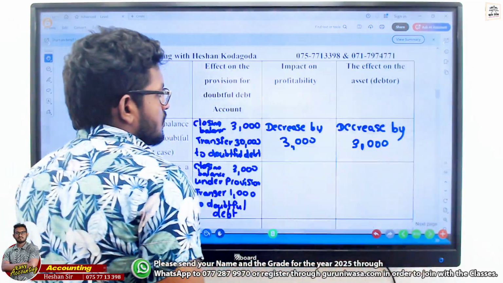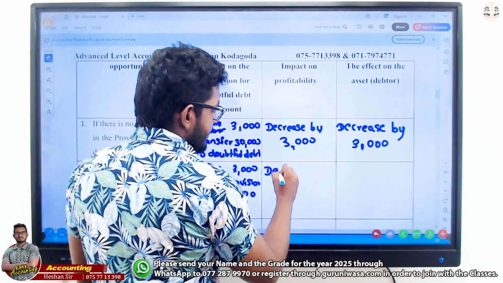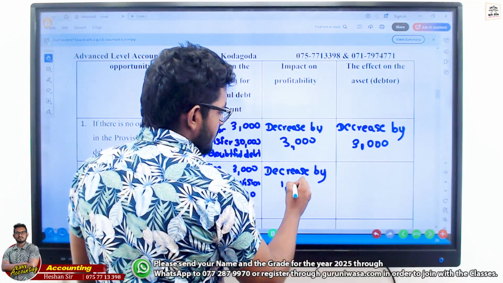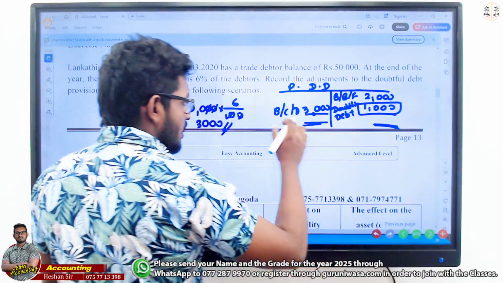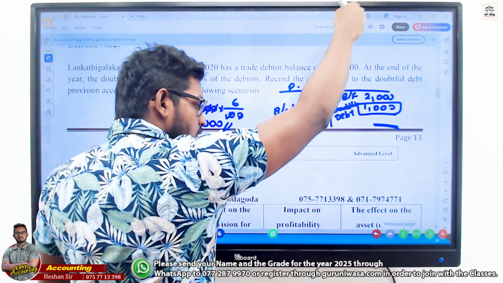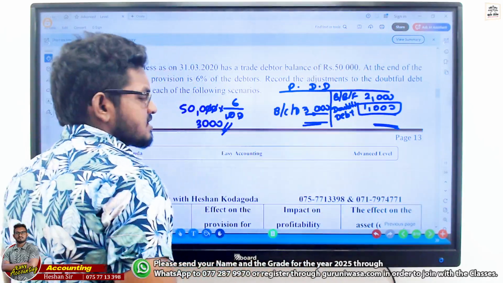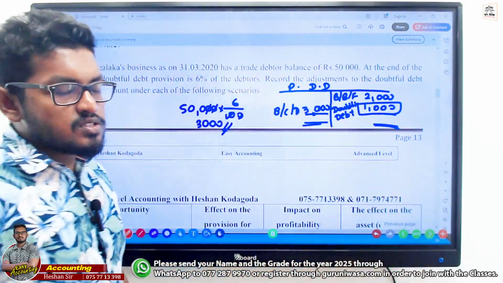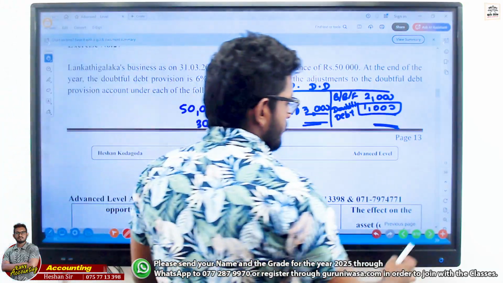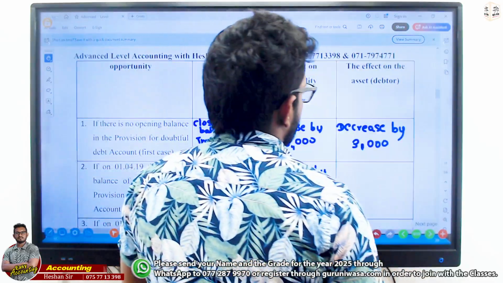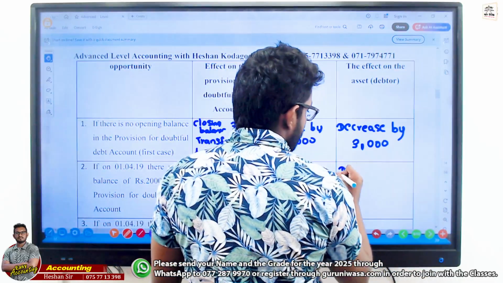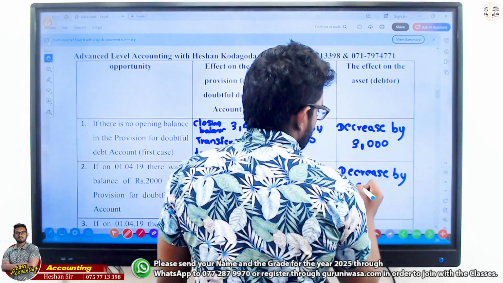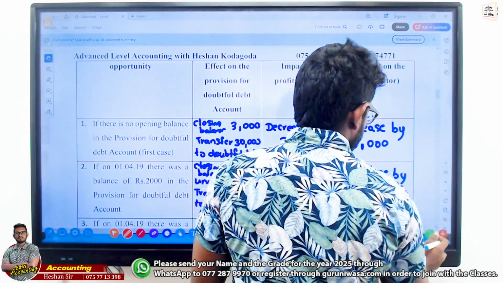Now, because of this one, profit decreased by only 1000. Right? Doubtful debt we identify only 1000. This year we need to make a provision of 3000. Last year already 2000 was provided, so this year we need to identify only another 1000 as an expense. Right? So, debtors decreased by 3000. Same thing, right? It is the same every year.